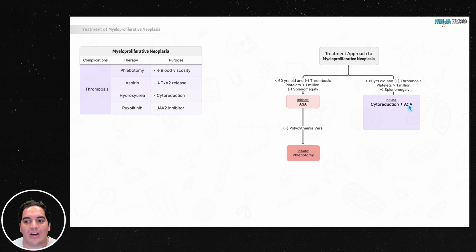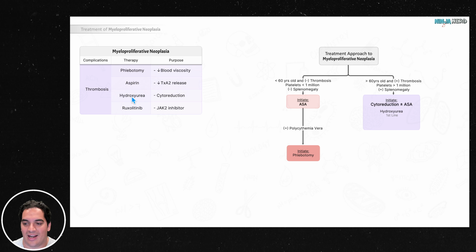I just got to be really, really careful, especially if that platelet count gets greater than 1.5 million. I run the risk of them bleeding. So really at this point, I may forego the aspirin and go straight to cytoreduction and try to drop their red cell count, drop their platelet count, drop their white blood cell count so that they stop clotting up these vessels. So what are my cytoreduction agents?